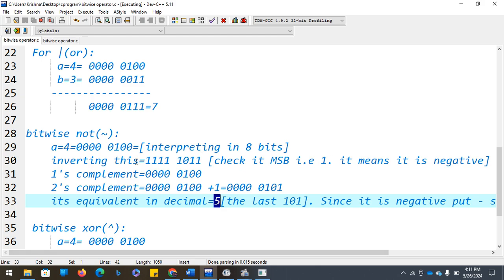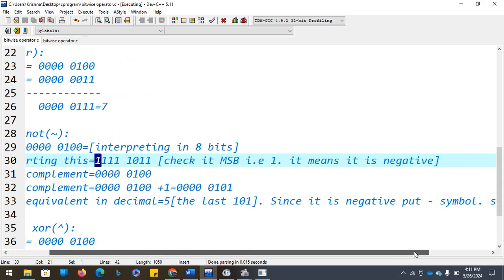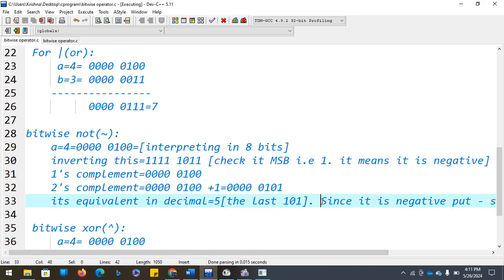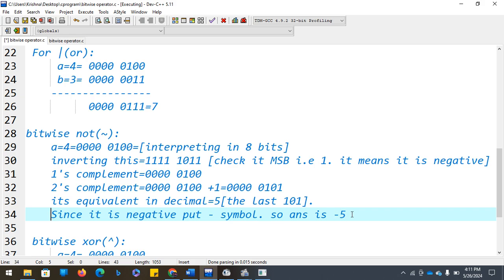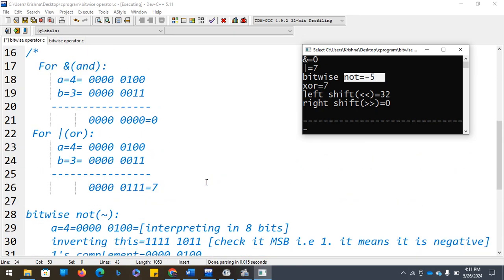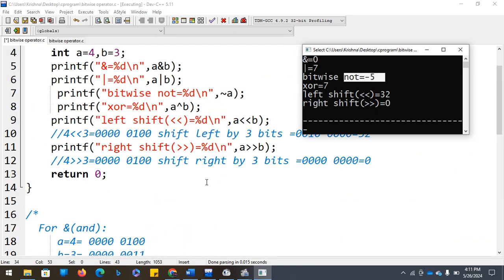Now since the MSB is 1, it is going to be negative. We have to put the minus symbol here. So at last it becomes minus 5. So the answer is minus 5. As you can see here, minus 5. So it is a lengthy process, but the computer gives you the result instantly.